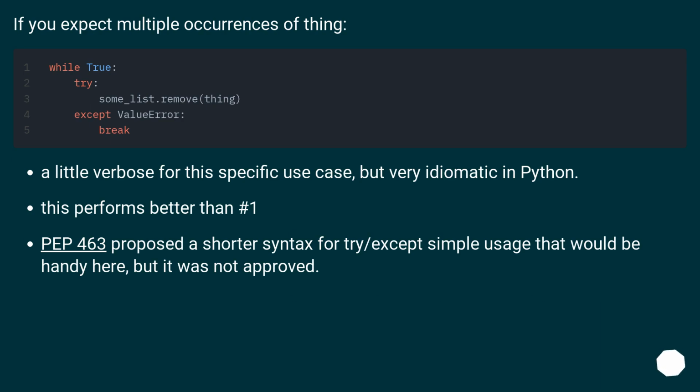If you expect multiple occurrences of thing, a little verbose for this specific use case, but very idiomatic in Python. This performs better than number 1. PEP 463 proposed a shorter syntax for try/except simple usage that would be handy here, but it was not approved.